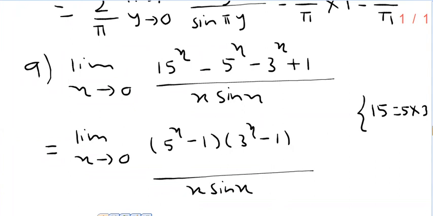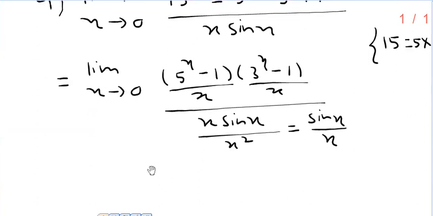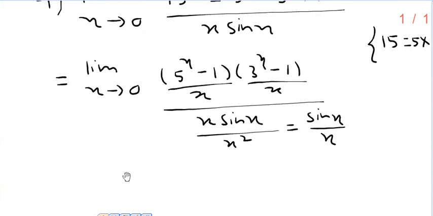Now the next step is to divide the numerator and denominator by x square. It is allowed because x only tends to 0, not equal to 0, right? So what remains is this. Now standard limits. In the numerator, we use the standard limit: x tends to 0, a raised to x minus 1 upon x is log a. So this is nothing but log 5 into log 3 upon 1.